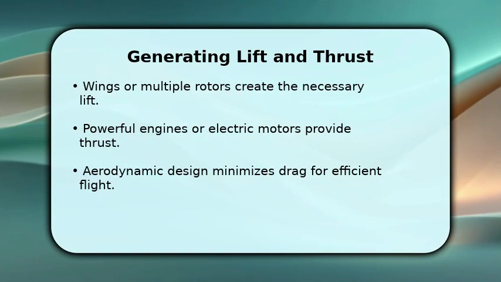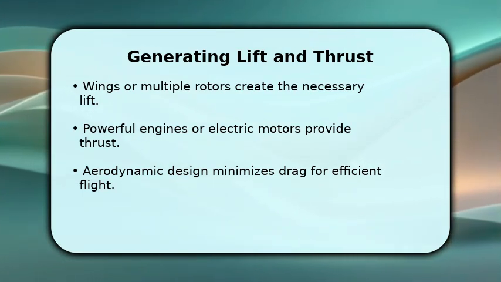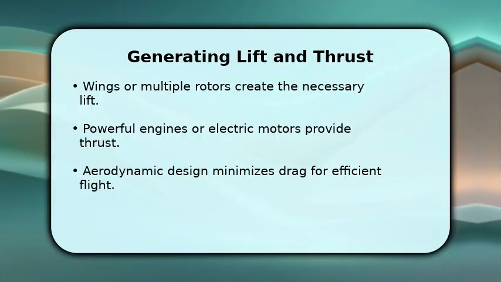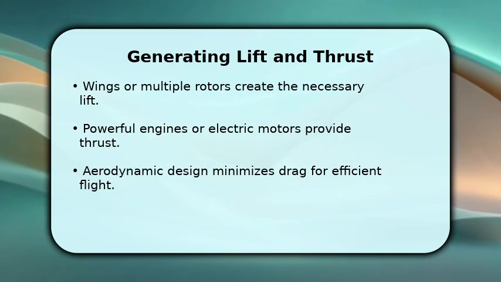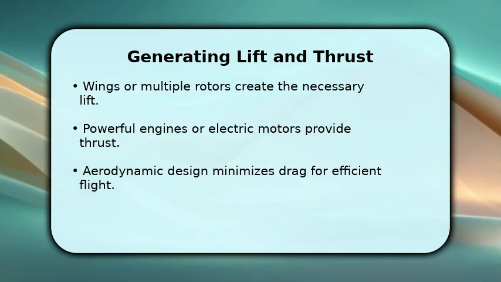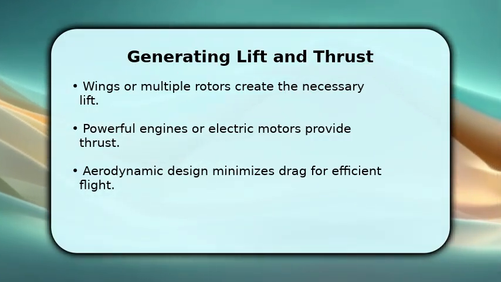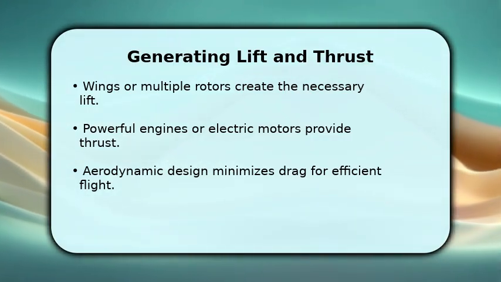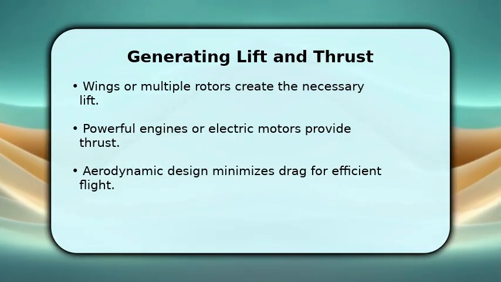To achieve flight, a car needs two primary forces, lift and thrust. Lift can be generated by fixed wings, similar to an airplane, or by multiple powerful rotors, like a helicopter or drone. Thrust, which propels the vehicle forward, comes from engines or electric motors. An efficient design also minimizes air resistance, allowing the vehicle to move smoothly through the air with less power.